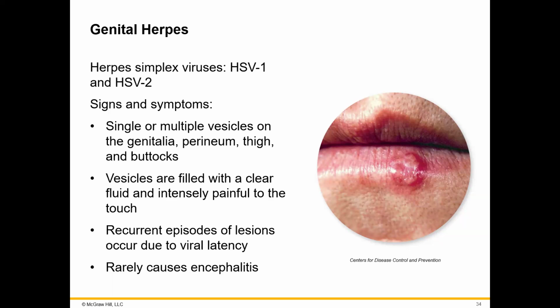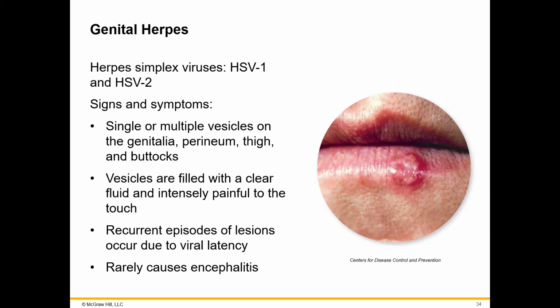So HSV1 is usually the oral one, but you can get it in the genitals. And HSV2 is usually the genital herpes, but you can get it orally as well. So they kind of mix and match, but usually HSV2 is our more common genital herpes. It causes fluid-filled vesicles that are very intensely painful to the touch, and they'll come back recurrently.